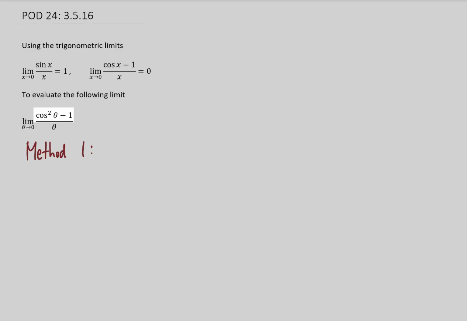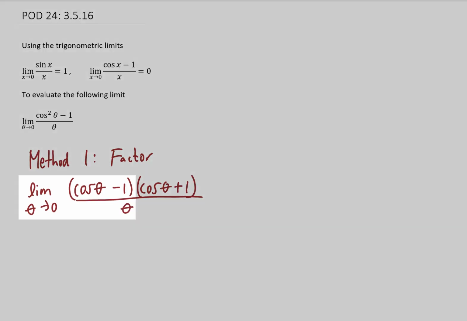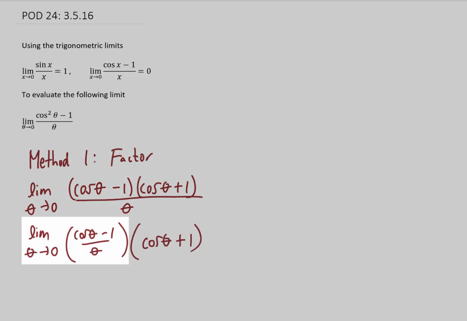But you might look at this function and think to yourself, this looks like a difference of squares. I know that I can factor this cosine squared theta minus 1. Cosine squared theta minus 1 factors into cosine of theta minus 1 times cosine of theta plus 1. Now we have a piece of this function that looks exactly like the given limit above. Let me just rewrite this. Now we can see even more clearly that the limit of this piece of the function is going to be 0 because that limit is given to us above.